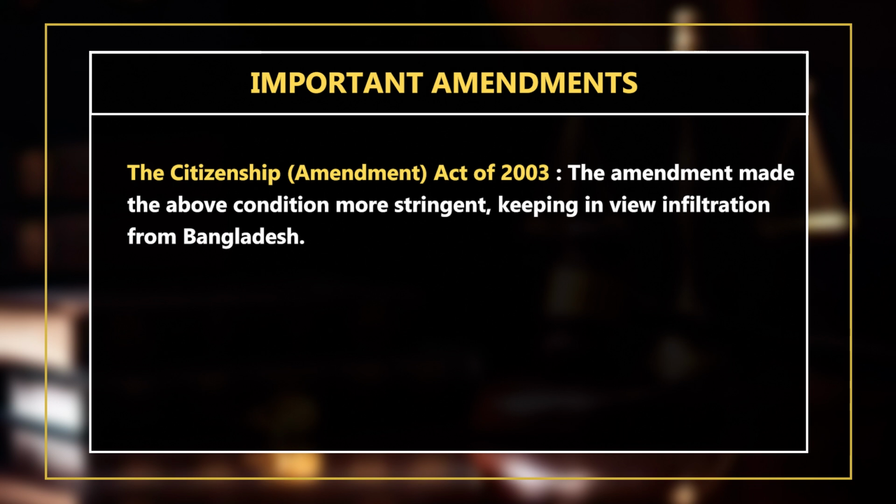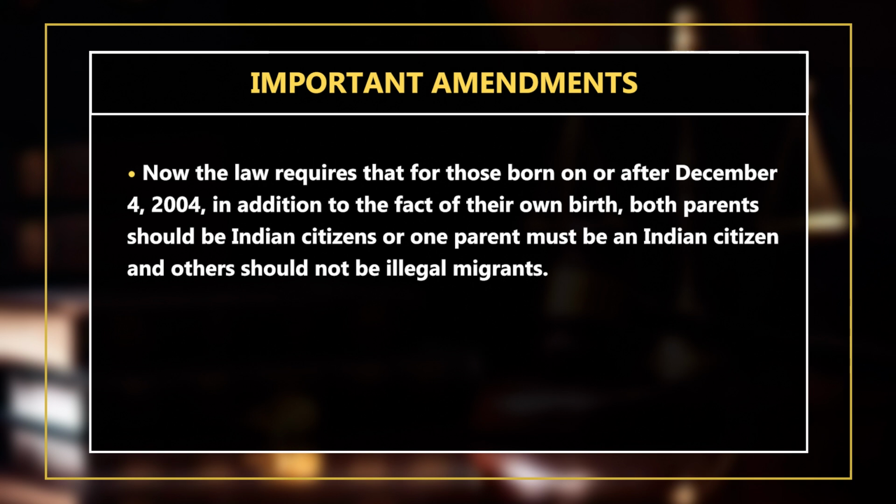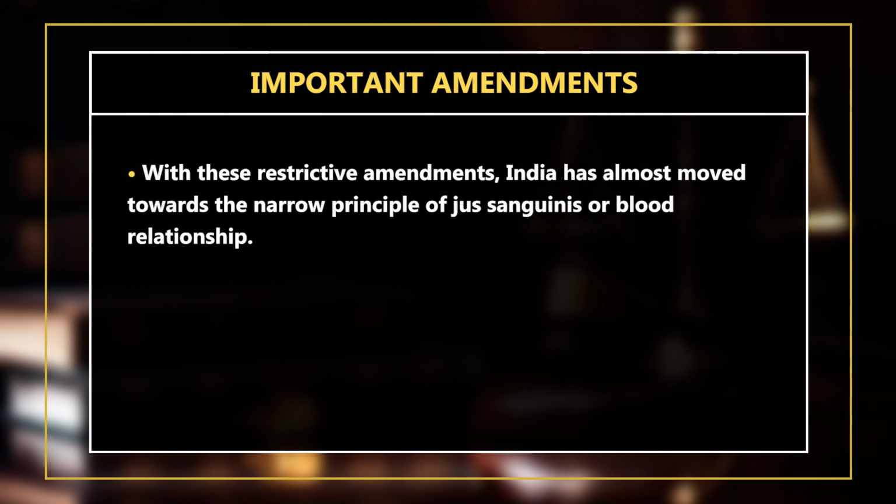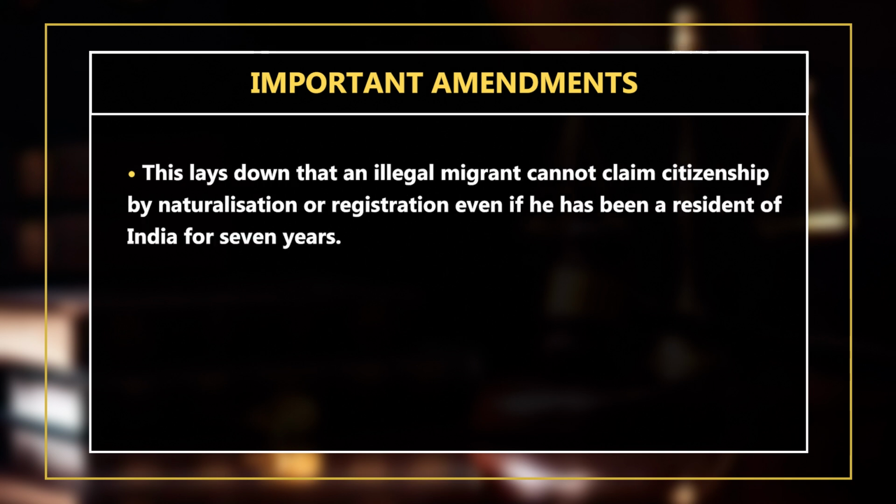Next amendment is the Citizenship Amendment Act of 2003. The amendment made the above condition more stringent, keeping in view infiltration from Bangladesh. Now, the law requires that for those born on or after December 4, 2004, in addition to the fact of their own birth, both parents should be Indian citizens, or one parent must be an Indian citizen and the other should not be an illegal migrant. With these restrictive amendments, India has almost moved towards the narrow principle of jus sanguinis or blood relationship. This lays down that an illegal migrant cannot claim citizenship by naturalization or registration even if he has been a resident of India for 7 years.